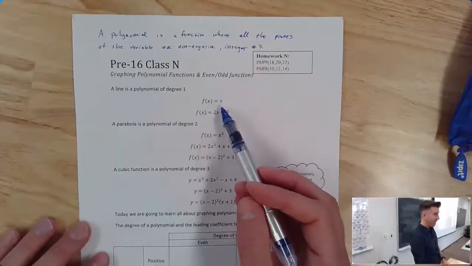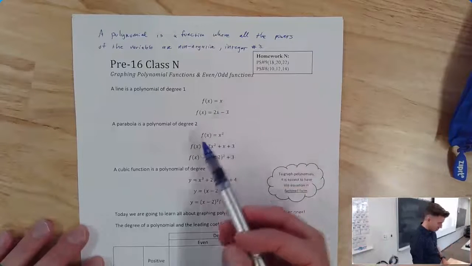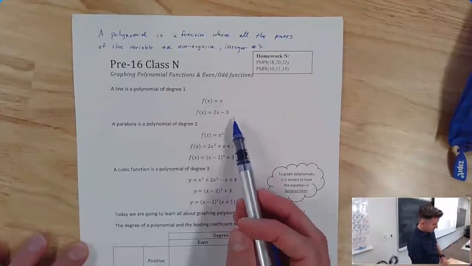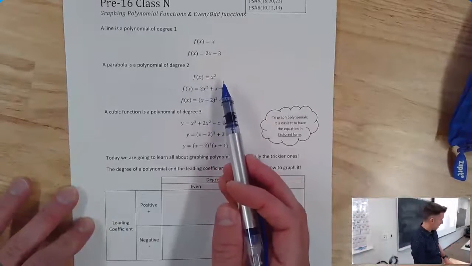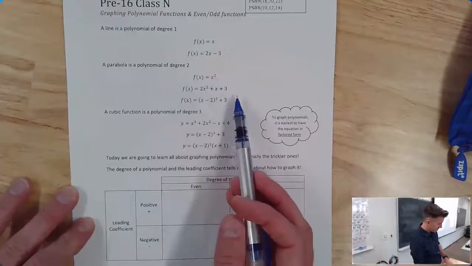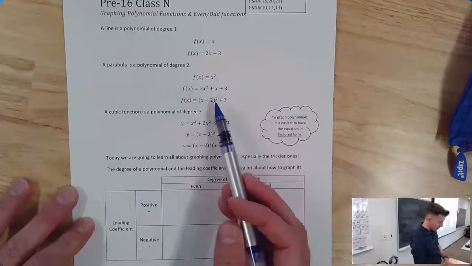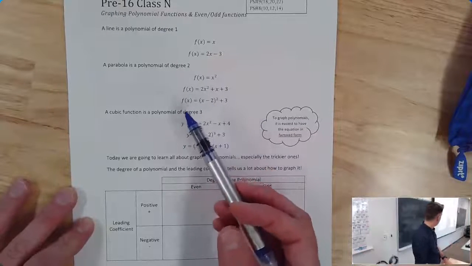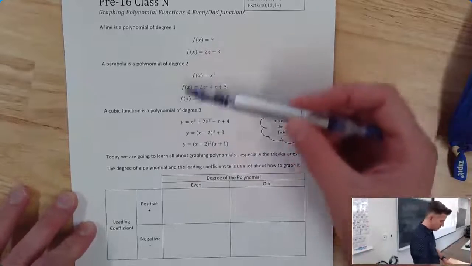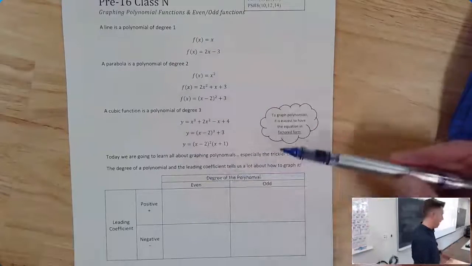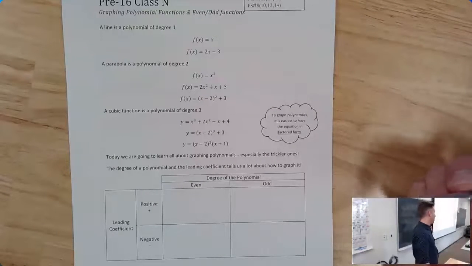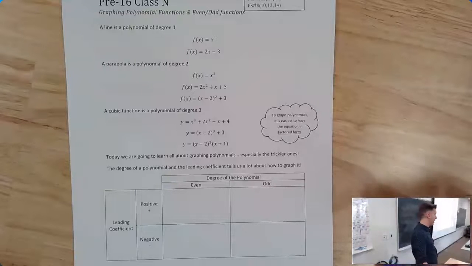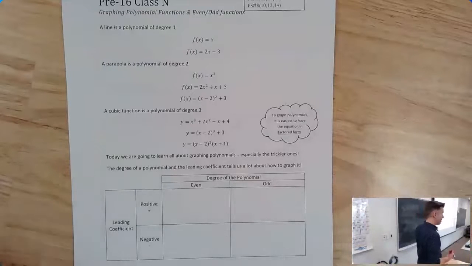f of x equal to x: x is raised to the first power. f of x equal to 2x minus 3: x is raised to the first power. f of x equal to x squared: second power. f of x equal to 2x squared plus x plus 3: second degree, first power, 0th power. So in all of these functions, the powers of x are non-negative integer powers. And I just say non-negative because 0 is a totally valid power of x as well. We just usually write x to the 0.